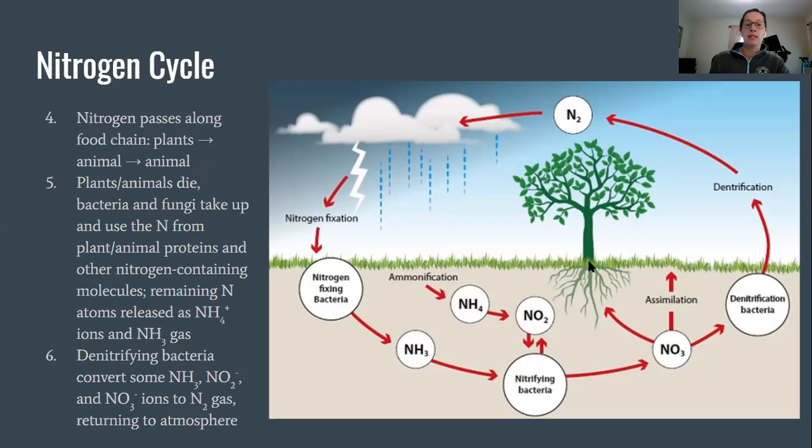Then the nitrogen passes along the food chain. So something will eat that plant. That plant gets consumed by an animal, then that animal gets consumed by another animal, and it continues that way, and that's the food chain.